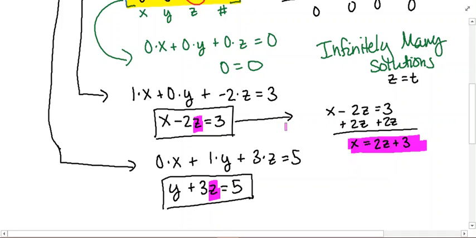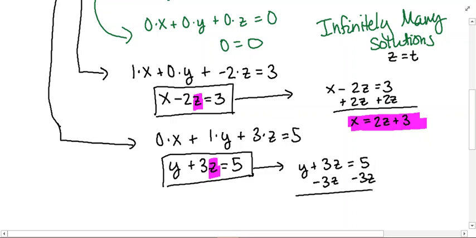And we're going to do the same thing to the second equation. Z is going to be my t, so I'm going to solve for the other variable. I'm going to solve it for y. So we need to get y by itself, and we can do that by subtracting 3z from both sides. Whatever you do to one side, you've got to do the other. So we're going to get y equals negative 3z plus 5.